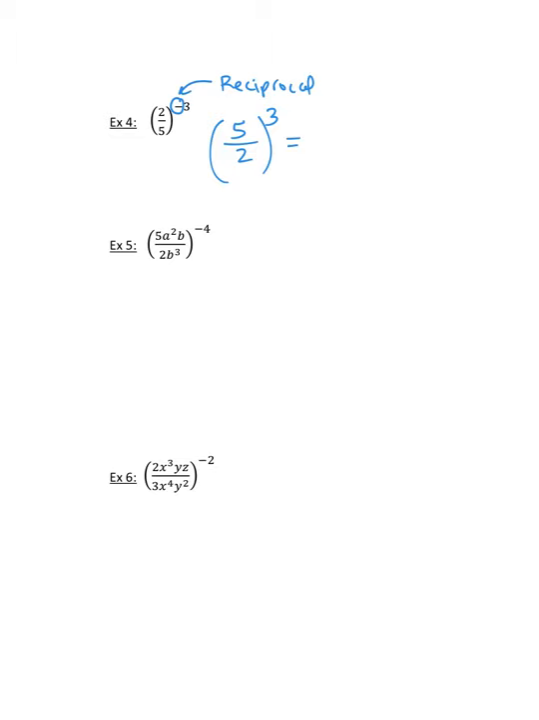And now, just cube everything. 5 times 5 times 5 is 125. 2 times 2 times 2 is 8.